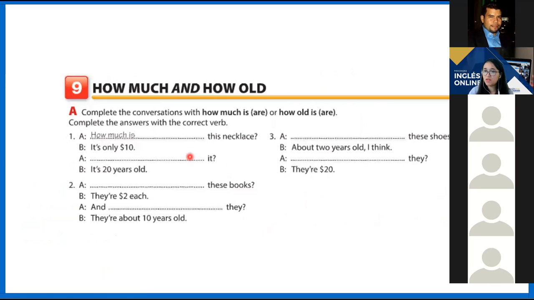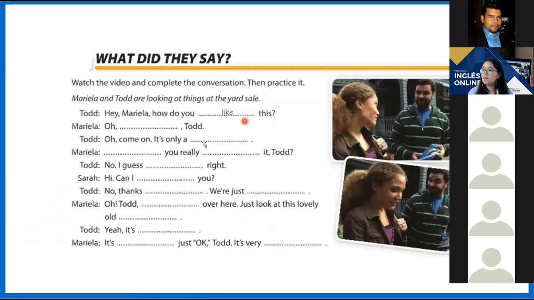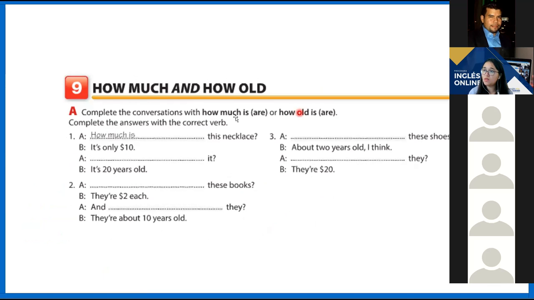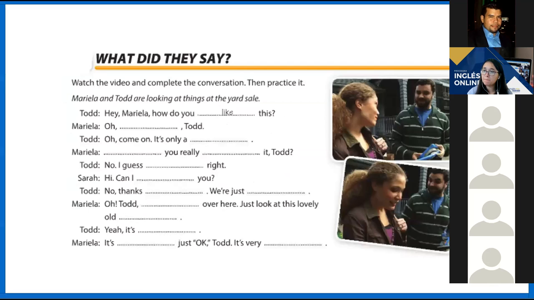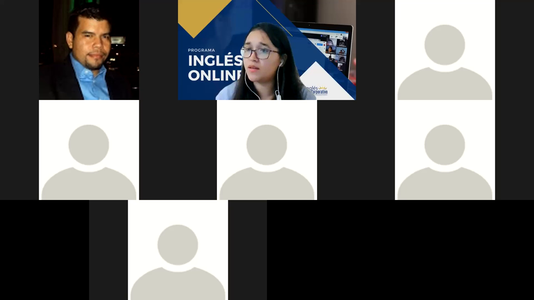Okay, guys, so let's finish with these activities. So we're gonna watch the video again, and I want you to write the words that are missing. And also we are going to complete this part using how much and how old, right? So you're going to identify whether to use how much is or are, or how old is or are. Okay, so I'm gonna send these activities in the WhatsApp and you work. Questions about these activities? This is going to be for the listening, right? No questions? Okay, let's move on then to the breakout rooms.